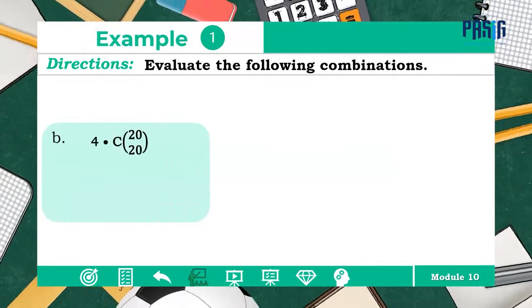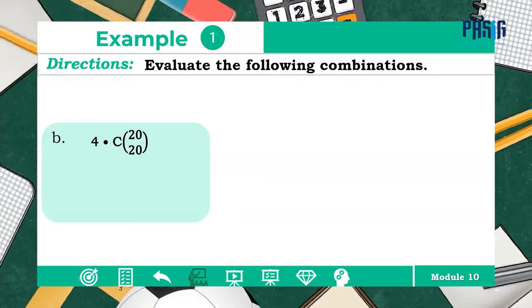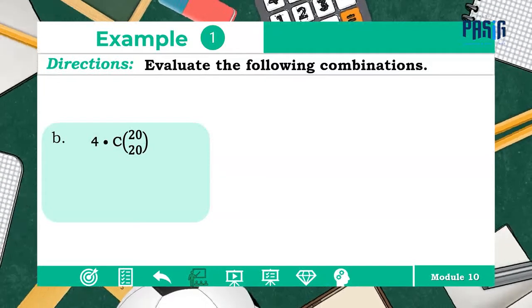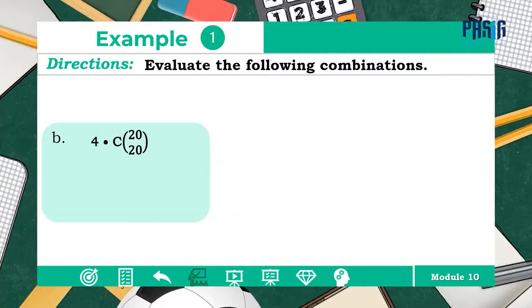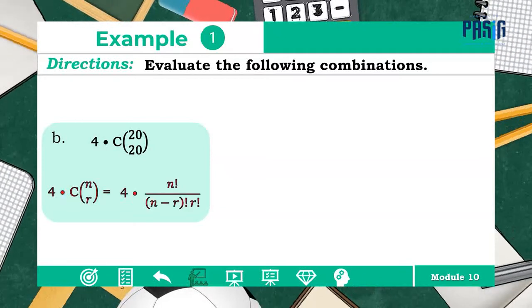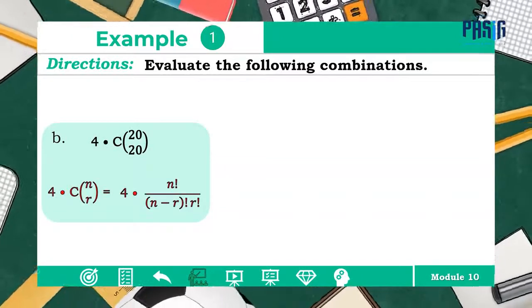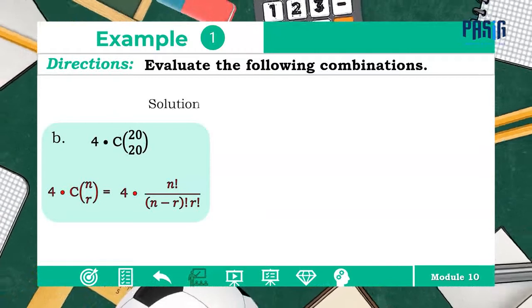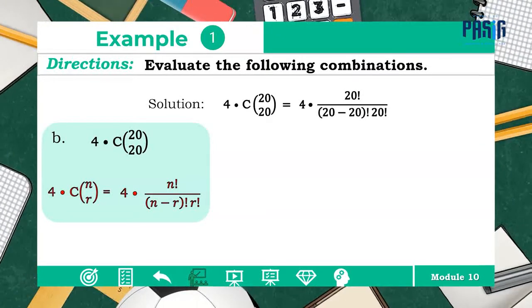Letter B. 4 times the combination of 20 taken 20 at a time. Again, to evaluate this combination notation, all you have to do is just substitute the value of n and r to the formula, then simplify.